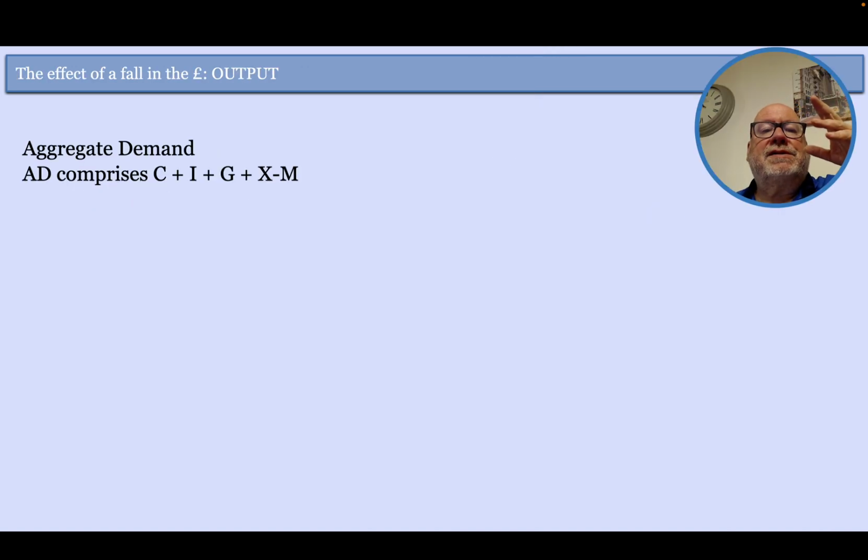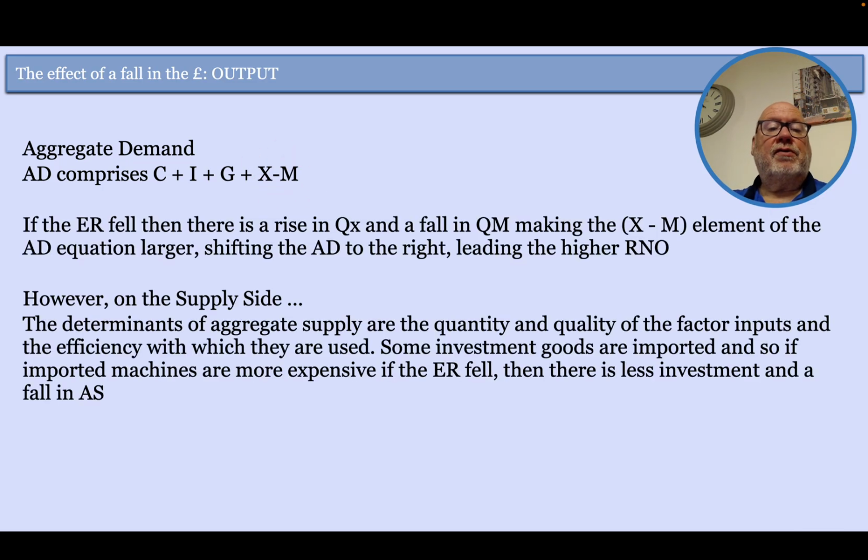Okay. Second, what's the effect on output? Well, building on the effect on the X and M, aggregate demand, remember, comprises C, I, G, X minus M. If X minus M has improved, then the X minus M element is going to get larger, shifts the AD to the right, leading to higher real national output. So you're getting some economic growth with a fall in the currency.